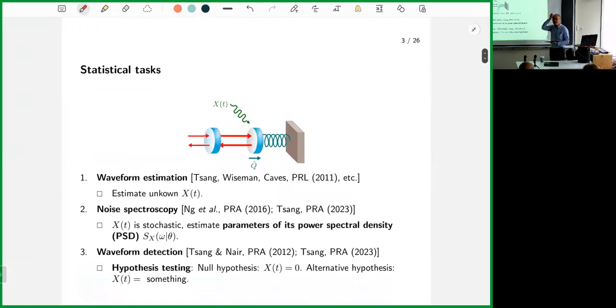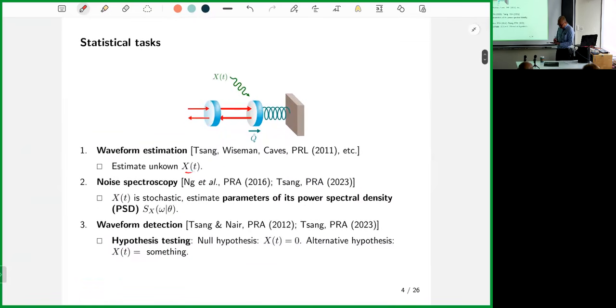Going to focus on 3 specific problems. The first problem is, well, this is the unknown waveform. Let's estimate it. That's what we call waveform estimation. That's the most obvious task you can think of.